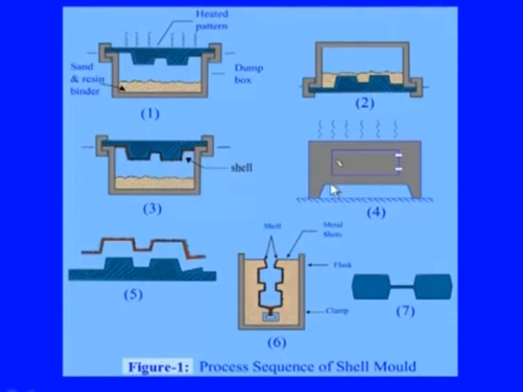Then it is kept inside an oven for heating, in which the binder gets melted and binds the sand, and then the mold is ready. And if there are two halves, the two halves can be assembled like this. This is placed in a flask and clamped. This forms the cell for the casting to be made like this, which will eventually produce the casting like this.